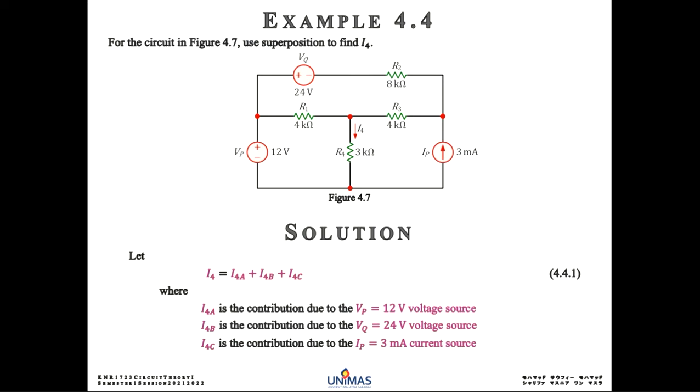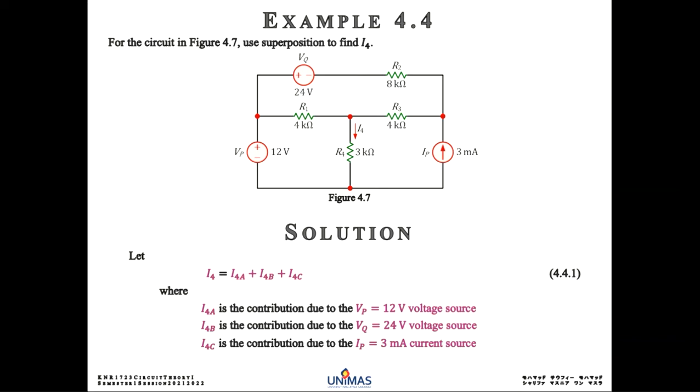Yes, sir. What happened now? You consider VQ, that is the V to I for B. What happened to VP and IP? VP is short circuit and IP is open circuit. So how does the circuit roughly look?